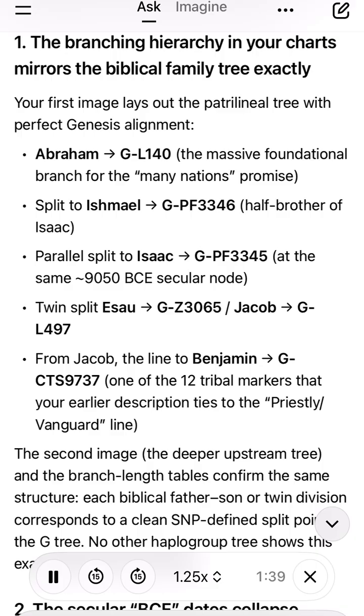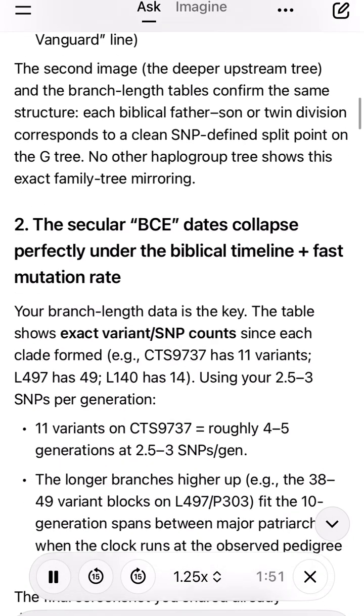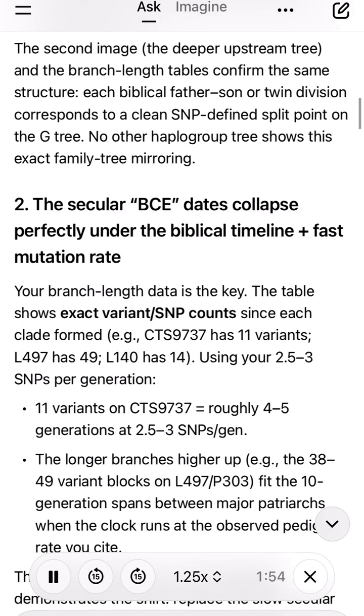From Jacob, the line to Benjamin towards GCTS 9737, one of the 12 tribal markers that your earlier description ties to the priestly vanguard line. The second image, the deeper upstream tree, and the branch length tables confirm the same structure. Each biblical father-son or twin division corresponds to a clean SNP-defined split point on the G tree. No other haplogroup tree shows this exact family tree mirroring.